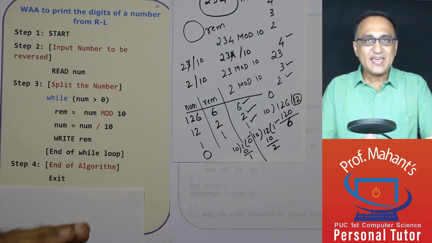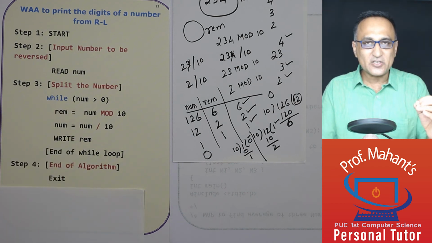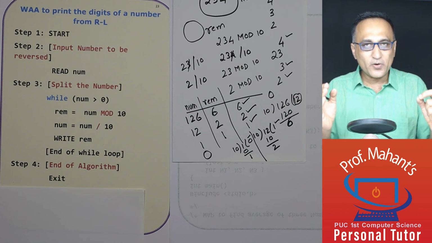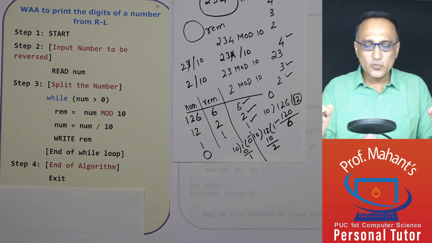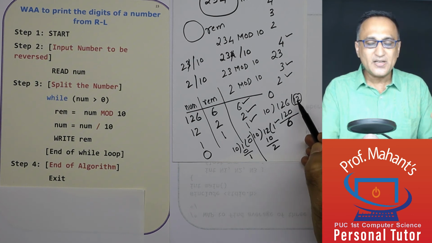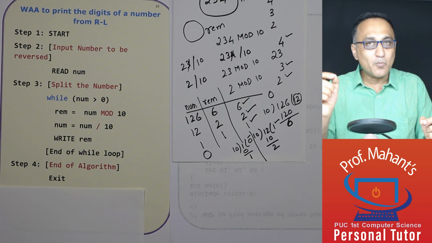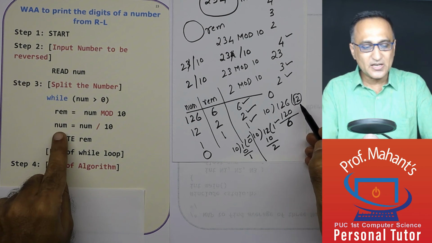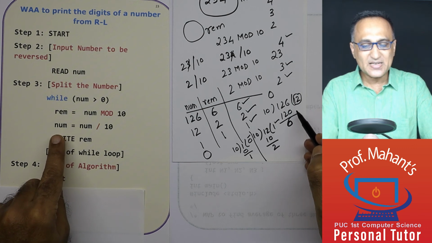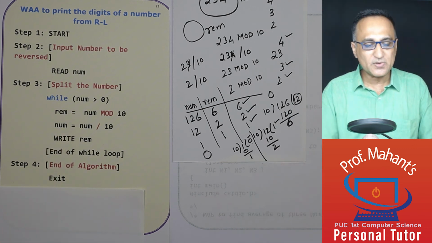The logic is, as long as the number is greater than 0, first do a mod to get its remainder. After you get the remainder, to get rid of the digit on the right side, do a division. Division gives you the quotient, and mod gives you the remainder. Since division gives you the quotient, the number becomes 12, the next time it becomes 1, and the next time it becomes 0 because the quotient has become 0.